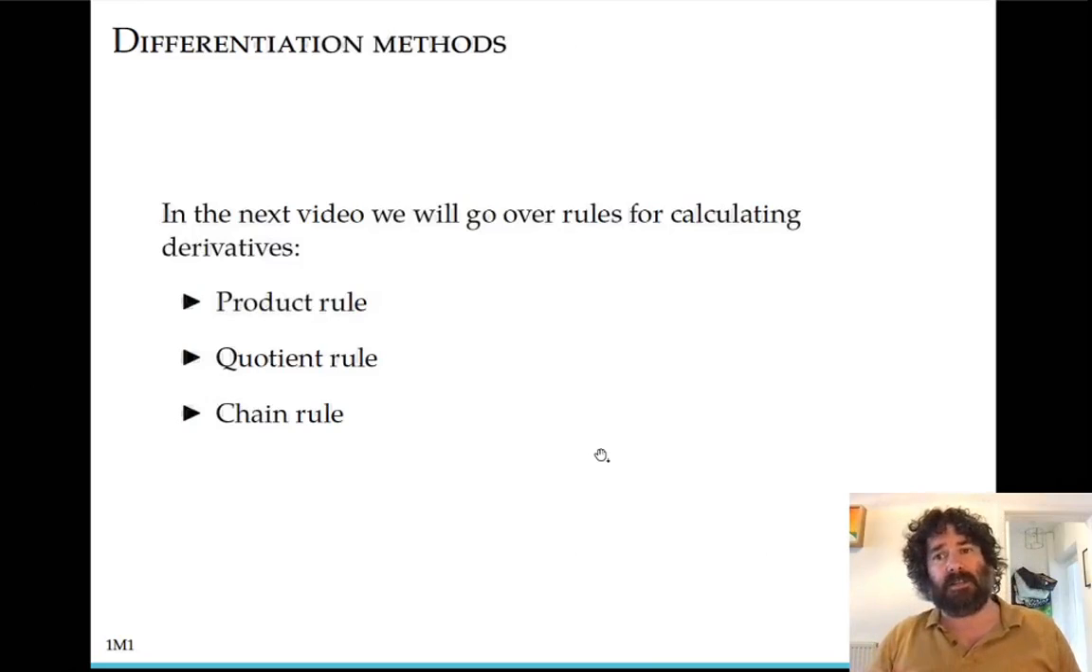And then in addition to these formulas from the previous slide, there are a series of rules that you can use in order to calculate the derivatives of much more complicated functions that are formed by adding or multiplying the previous ones together or taking compositions of those functions. These rules that we'll be going over in the next video are the product rule, the quotient rule, and the chain rule. The product rule is for calculating the derivative of a product of two functions. The quotient rule similarly is for calculating the derivative of the quotient of two functions when you divide them. And the chain rule is for calculating the derivative of a composition of two functions.